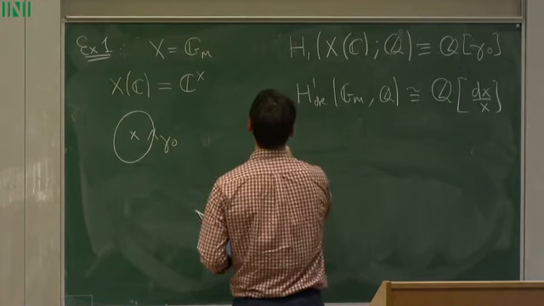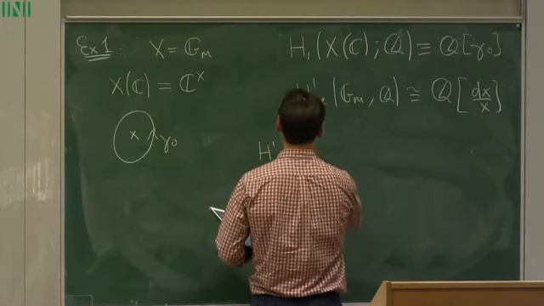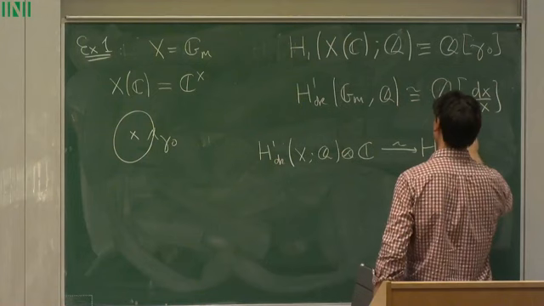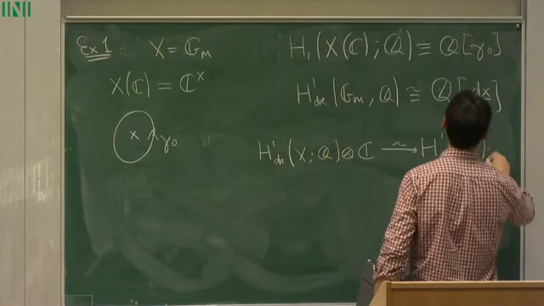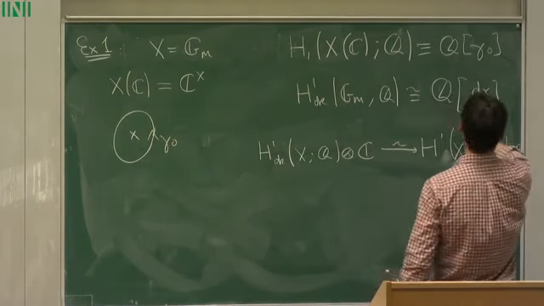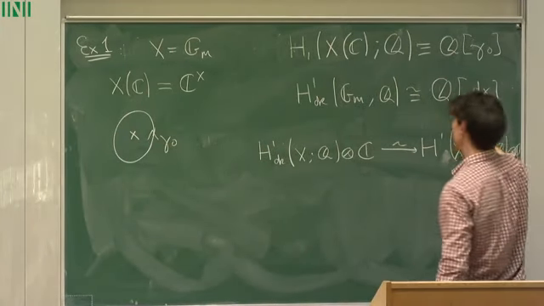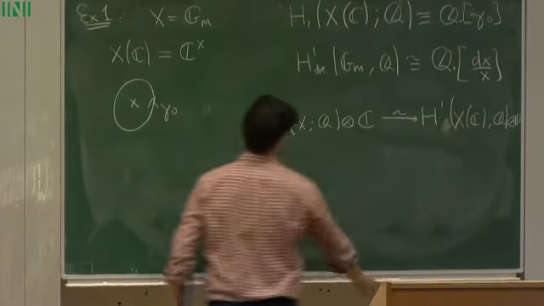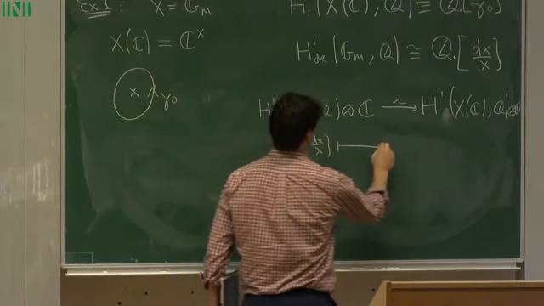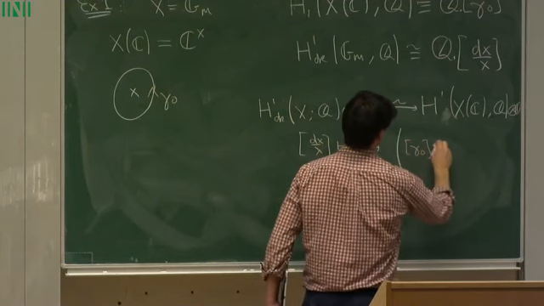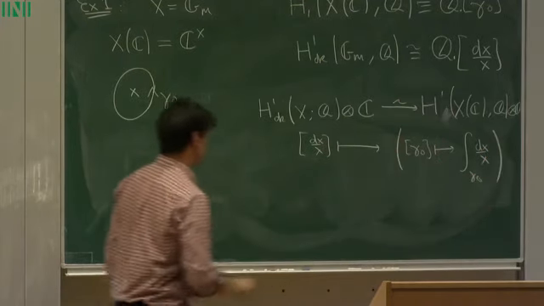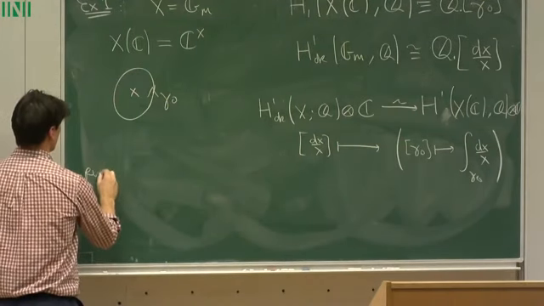And so the comparison isomorphism takes the class dx over x to the function which assigns the integral of dx over x over gamma naught, and by Cauchy this is 2 pi i. So in this basis, the period matrix is 1 by 1.